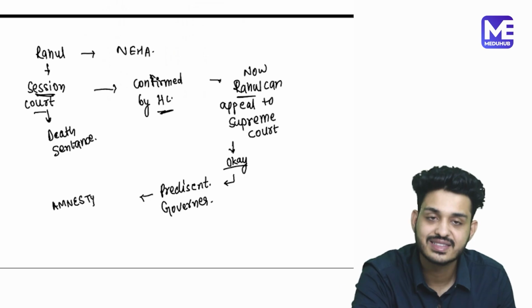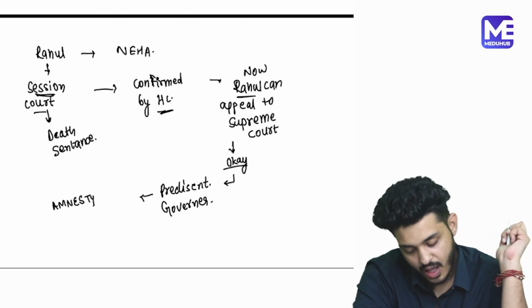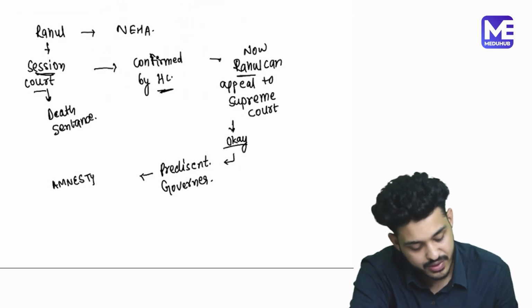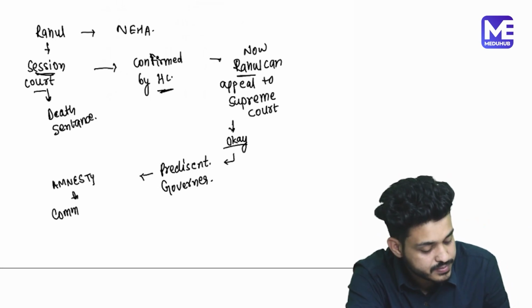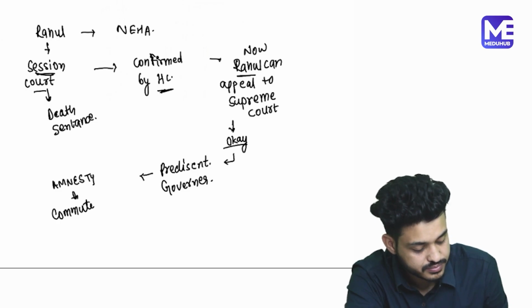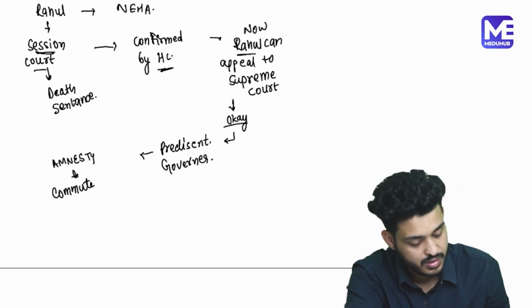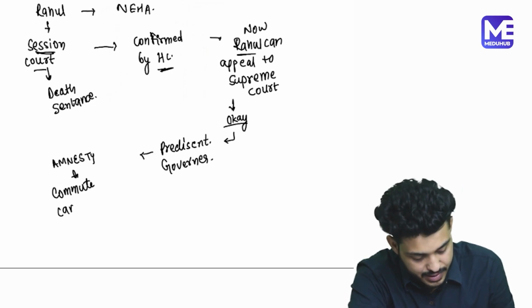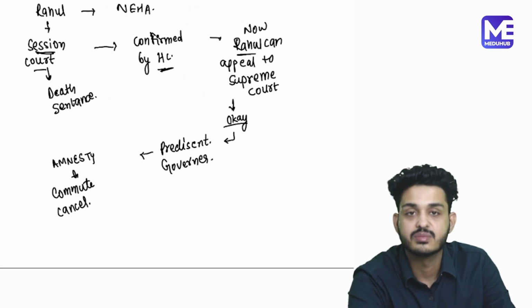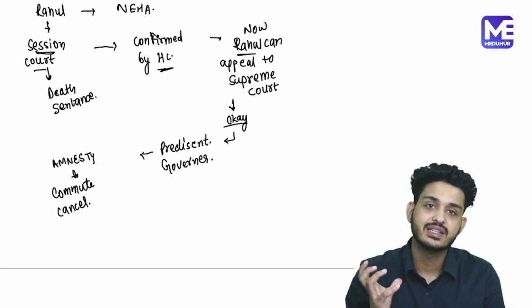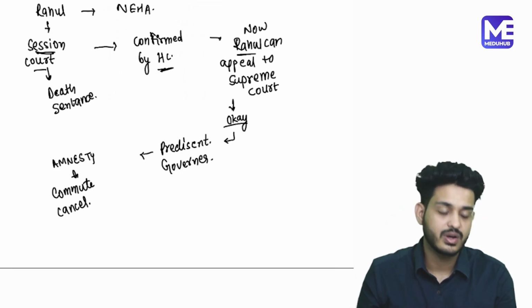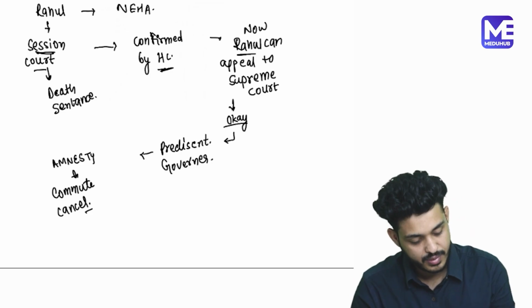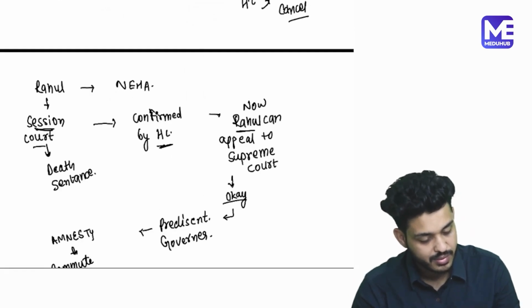Okay, the President has a special power that is known as amnesty. What is the meaning of amnesty? The President can commute the punishment, or can cancel the punishment. So the President has the power to commute the punishment, and also the power to cancel the punishment. Okay, so that is your President.